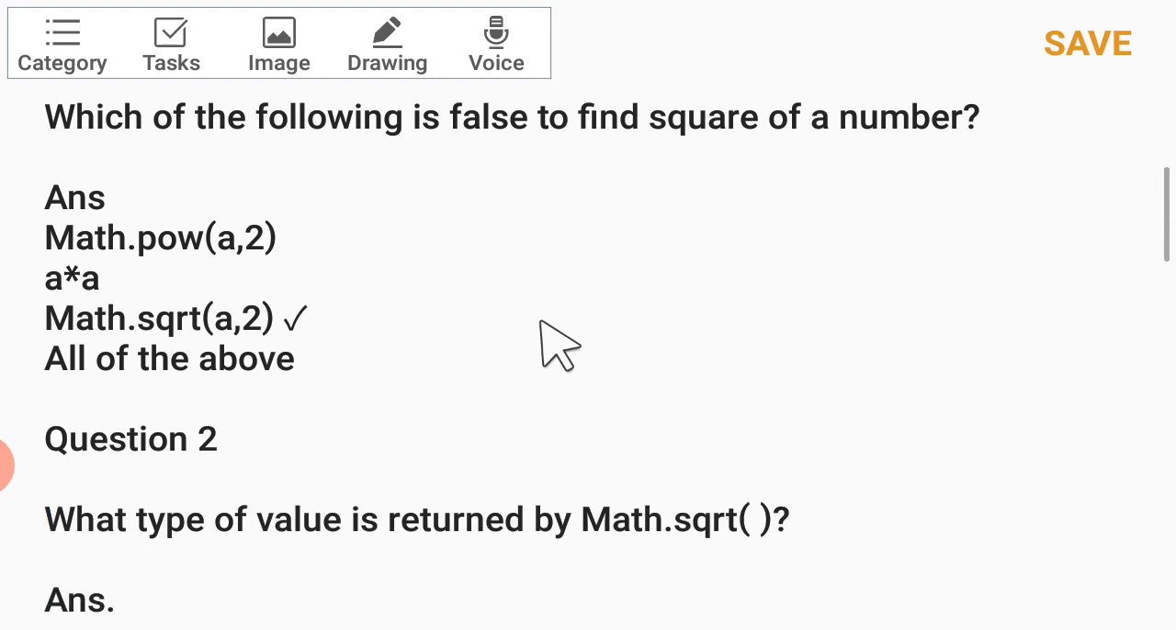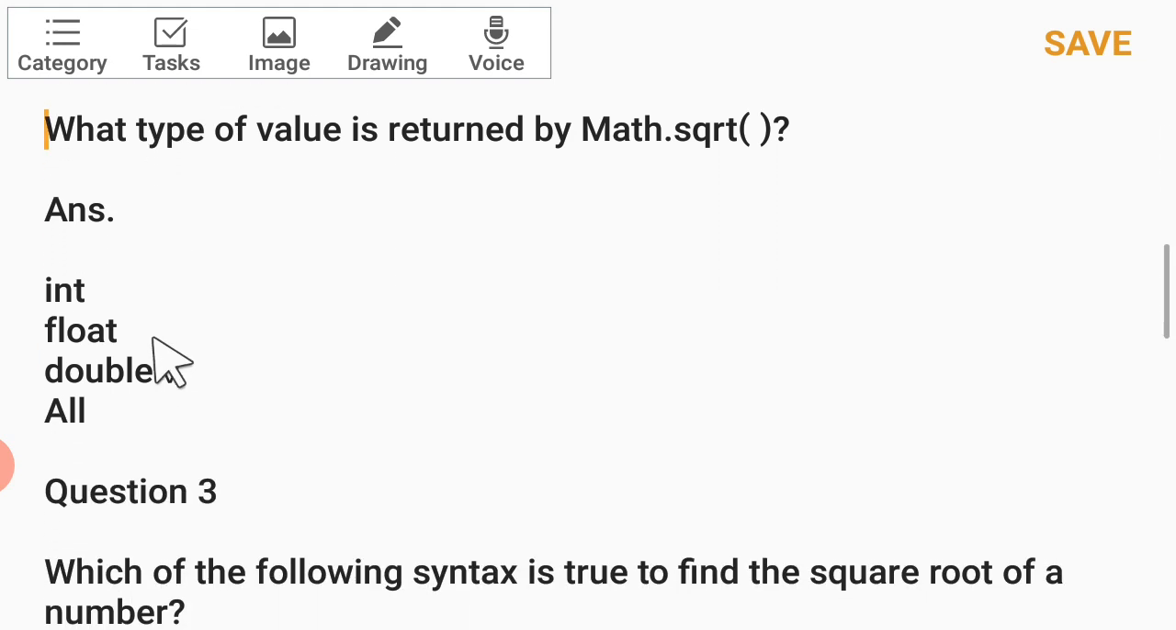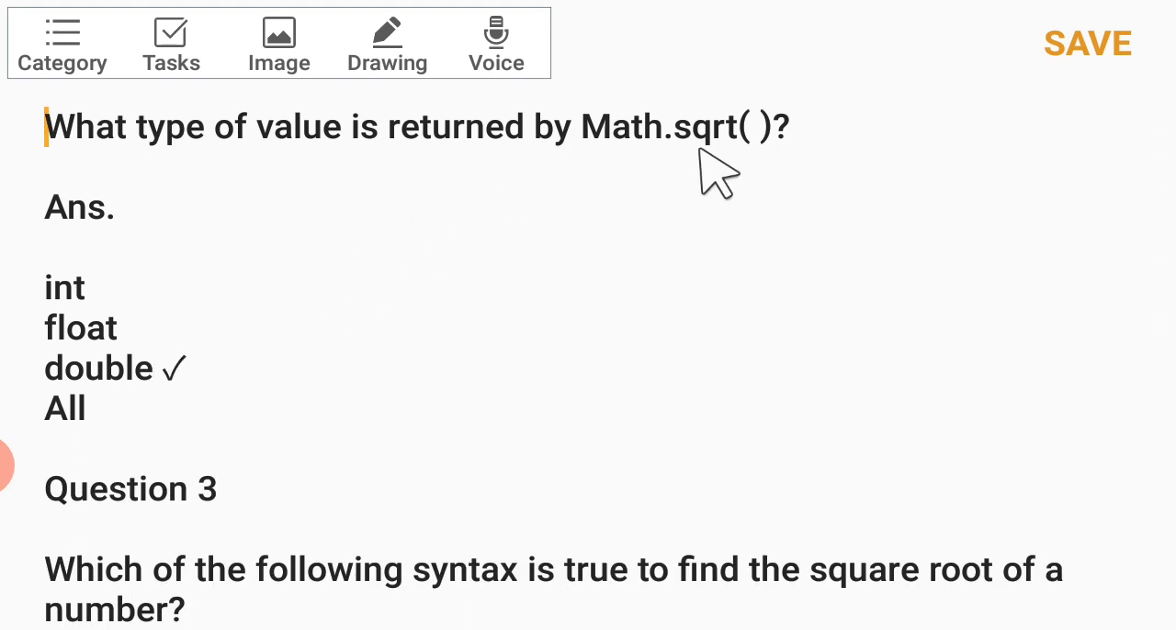Now after that, students, we have the second question. And one more thing, all of the above is not possible because the false one is there. What type of value is returned by Math.sqrt? I have already answered that question. Math.sqrt returns the value in double type, so double will be the answer. Int no, float no, all no, because double is there. And remember students, it is in small letters, it's a primitive data type.